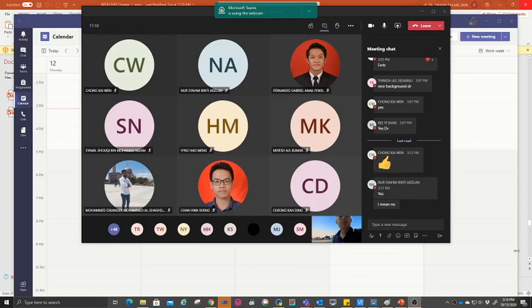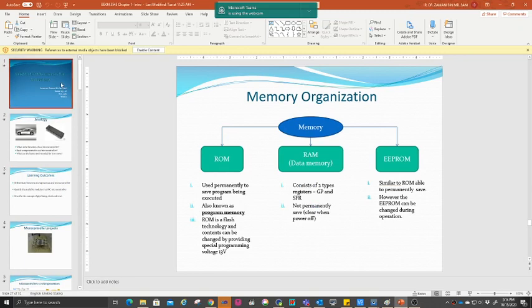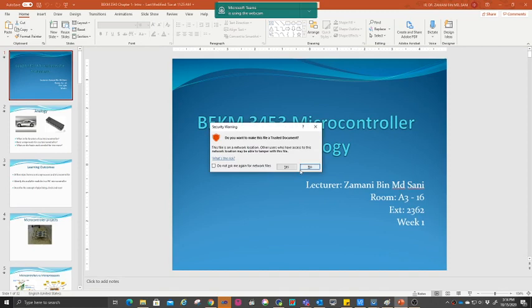Okay, let's start. We have completed the first introductions. This one is the last time on the BEKM 3453 microcontroller technology, so I'm going to resume the lectures here. This file is on network.